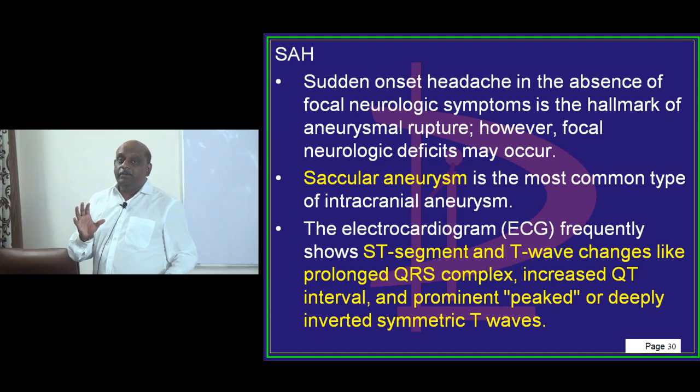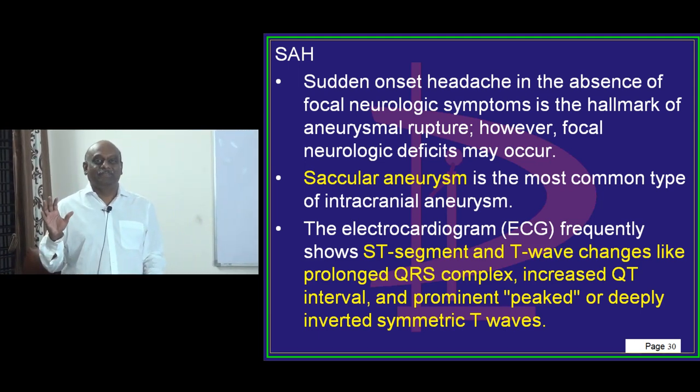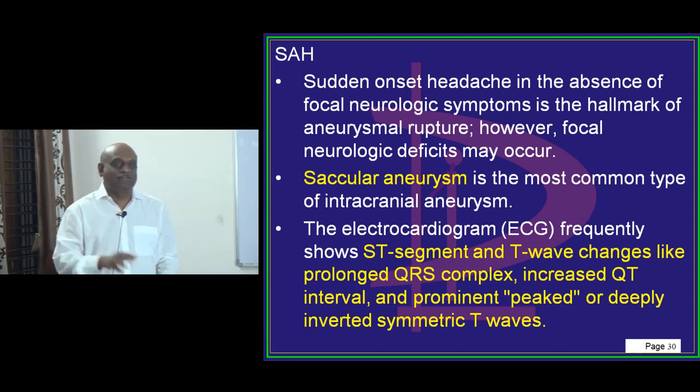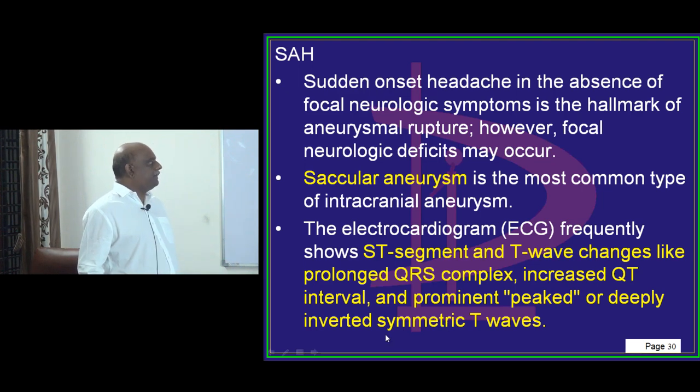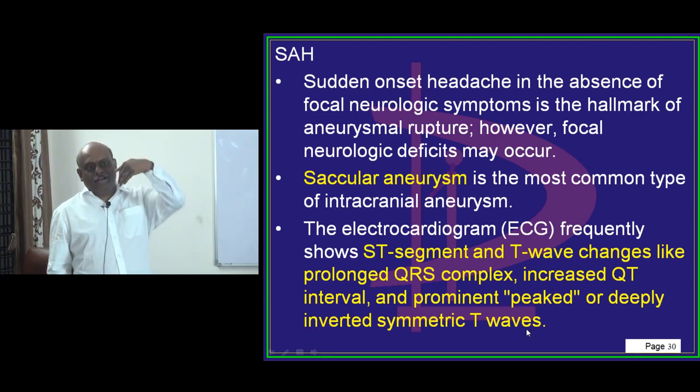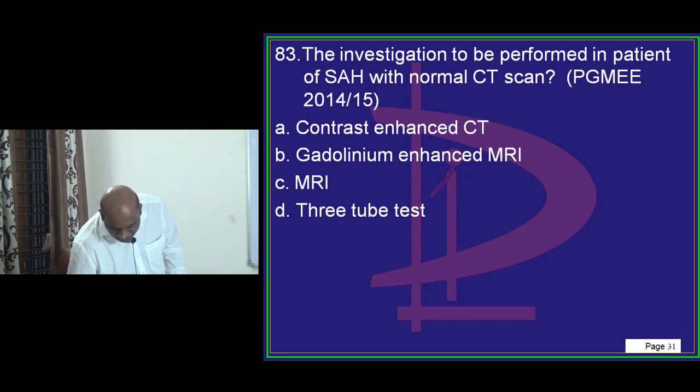Then subarachnoid hemorrhage also leads to certain ECG changes. Favorite question of the examiner. There will be ST segment and T wave changes, prolonged QRS complex, increased QT interval, and prominently peaked and deeply inverted T waves, which is a very, very classical feature.